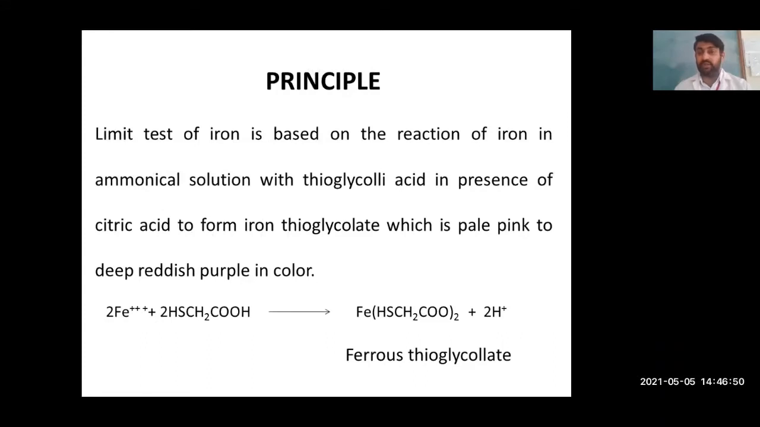Next, principle for the test. The limit test of iron is based upon the interaction of iron in the ammoniacal solution with thioglycolic acid in the presence of citric acid to form iron thioglycolate complex, which is pale pink to deep reddish purple in color. So this is the complex, this is the reaction. You can see here that iron in the ferrous form reacts with thioglycolic acid and forms ferrous thioglycolate complex in the presence of ammonia and iron-free citric acid solution.